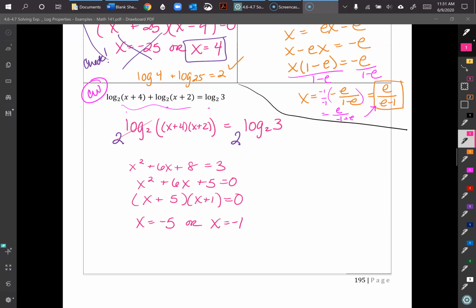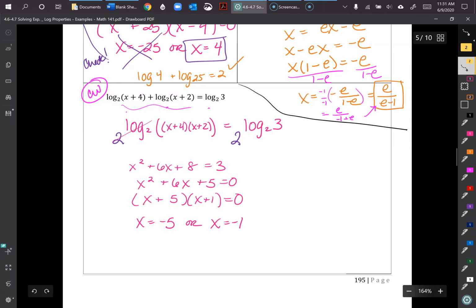Okay, so now we're at the point where we have the answers. What I did was, 2 and log base 2 are inverses, so that leaves us with what's inside the parentheses. So I calculated that out just by FOILing: x squared plus 6x plus 8. And then over here I have just plain 3 because those undo each other. Then I set that equal to 0. So I have x squared plus 6x plus 5 equals 0. Then I factor to be x plus 5 times x plus 1 as binomials equals 0. Then my results are x equals negative 5 or x equals negative 1.